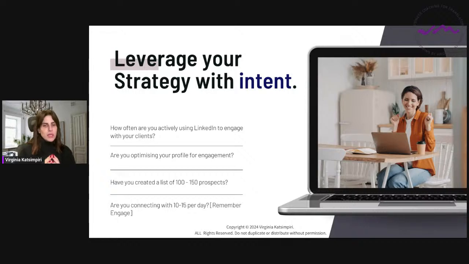Are you optimizing your profile for engagement? Again, have you created your profile in such a way that through call to action and questions, you trigger a reaction, okay? Or you actually help your clients to engage with you, to send you a message, or to like your post, or to comment something below your post?